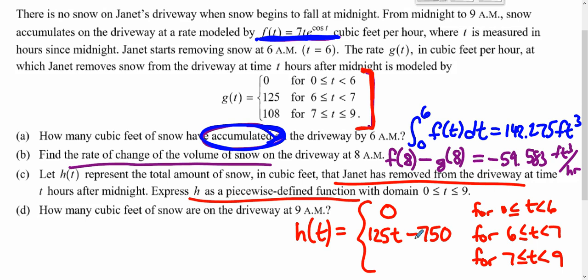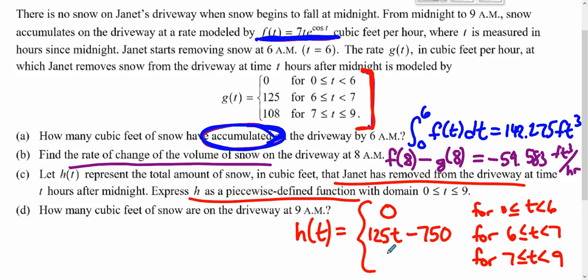If you want to think about this in a different way, I'm going to write this and then erase it. Janet is removing snow at 125 cubic feet per hour. So if we look at how many hours have gone by since 6 a.m., that would be how much snow Janet has removed, and that happens to be 125t minus 750. Hope that's helpful.